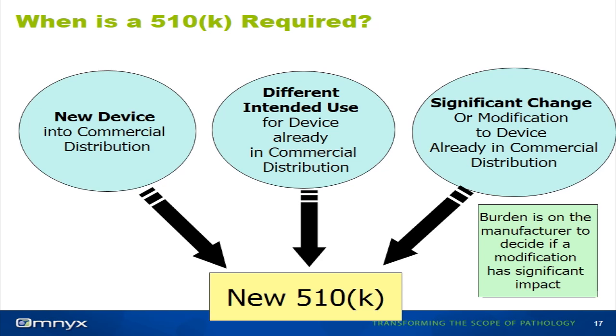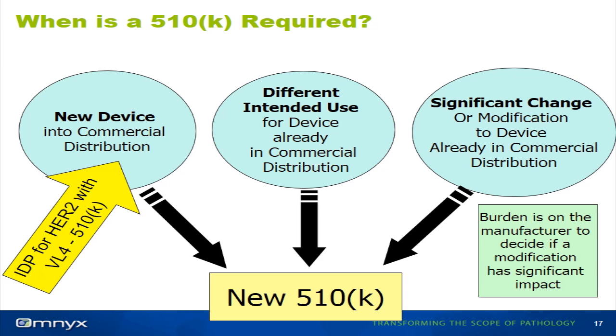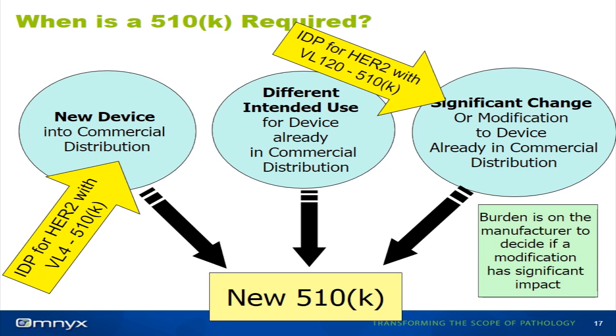So for our Omnyx manual read of the digital HER2 application on the Omnyx IDP system with the VL4 scanner, we submitted a 510K as it was a new device. For the Omnyx manual read of the digital HER2 application on the Omnyx IDP system with the VL120 scanner, we will be submitting a 510K as it represents a significant change to device already in distribution.